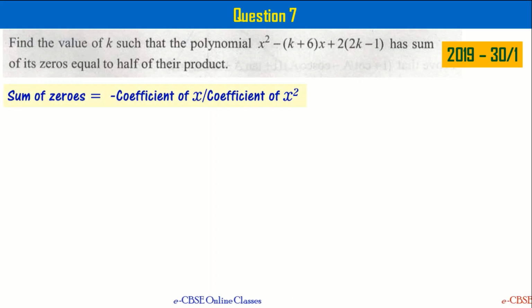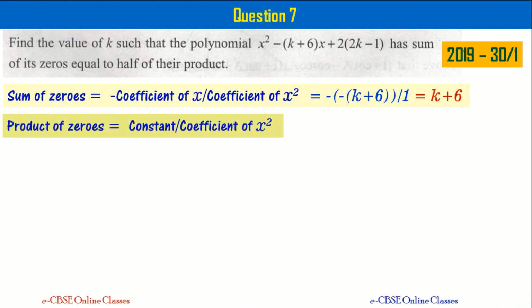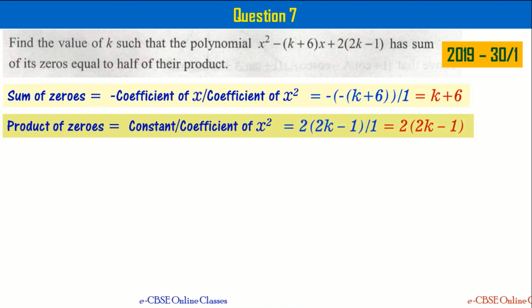Sum of zeros is negative of coefficient of x divided by coefficient of x square. Coefficient of x is minus of (k plus 6) and coefficient of x square is 1. Substitute them and simplify, you get sum of zeros as k plus 6. And product of zeros is constant divided by coefficient of x square. Constant is 2 times (2k minus 1) and coefficient of x square is 1. So substitute and write it as 2 times (2k minus 1), right?